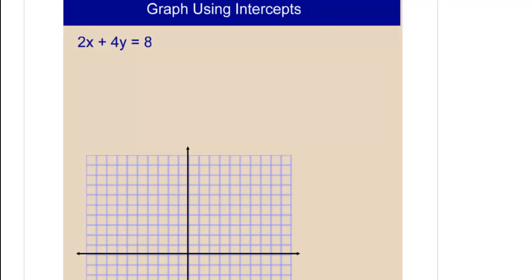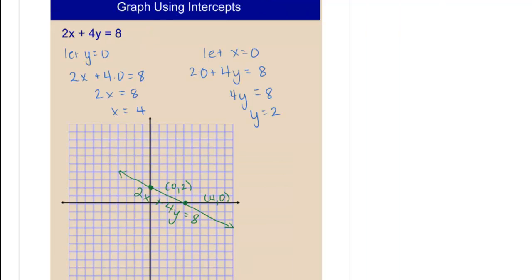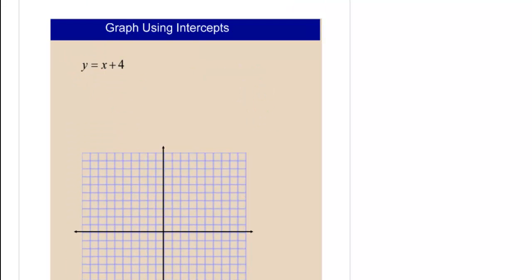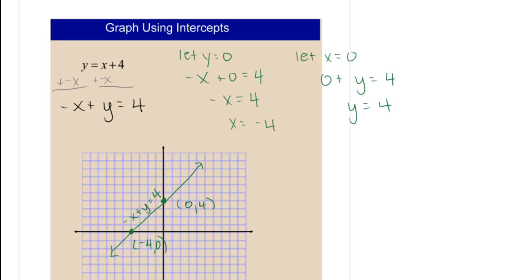Go ahead and find the x and y intercepts and graph. You should have x equaling 4 or 4, 0 for your x-intercept and y equaling 2 or 0, 2 for your y-intercept. In this next problem, go ahead and change the equation into standard form and then find the x and y intercepts and graph. Your x-intercept is negative 4, 0, and your y-intercept is 0, 4, and here's your graph.